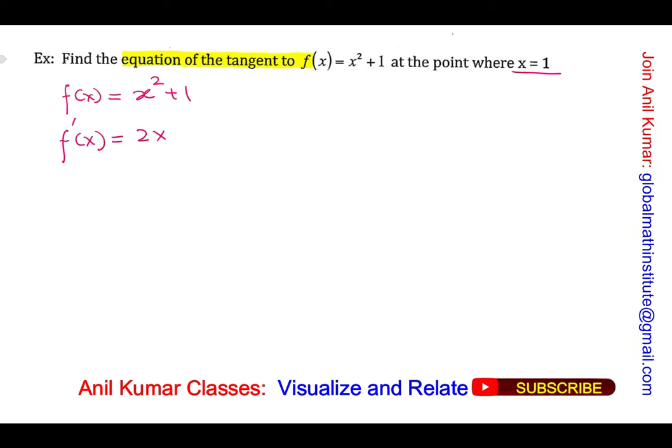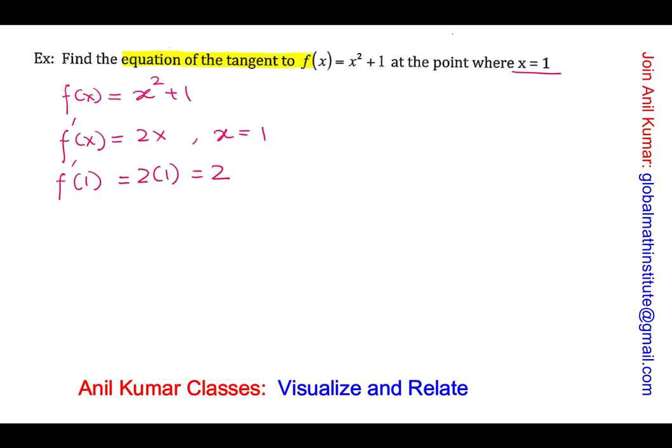We are interested in the point x equals 1, right? So we'll find the derivative at 1, which is 2 times 1, or 2. We also have to find the value of the function at 1, so it is 1 squared plus 1, which is also 2, correct? So basically, we know now that the slope m is 2 and the point P is 1 comma 2, right? 1 is the x value, y value is 2. Once we know that, we can write down the equation of the line.